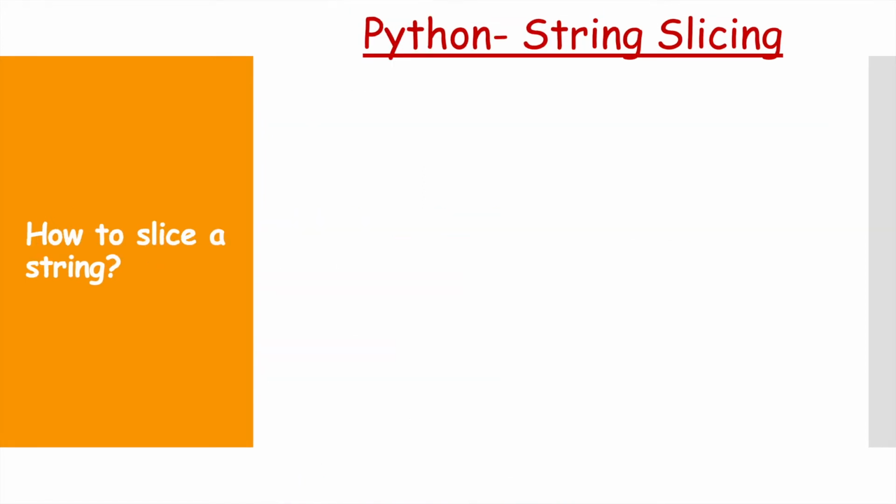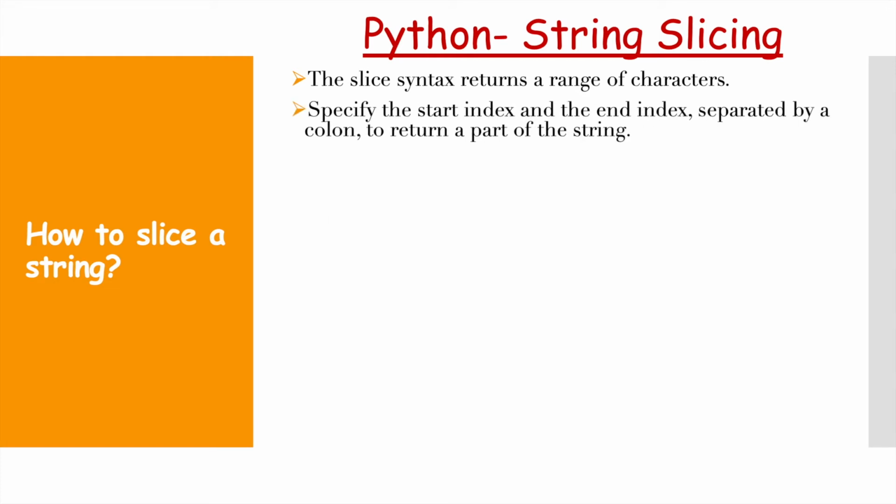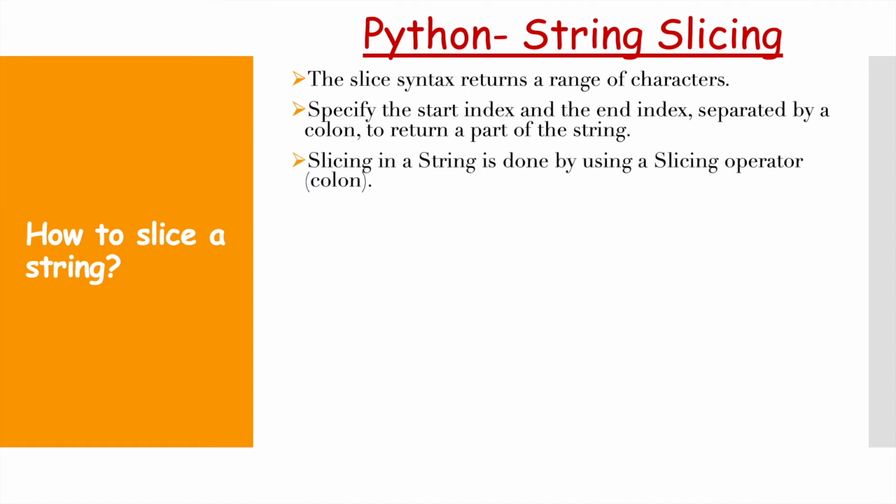Now let's see how to slice a string in Python. So the slice syntax returns a range of characters. Simply specify the start index and the end index, separated by a colon, to return a part of the string. So slicing in a string is done by using a slicing operator, that is the colon operator.